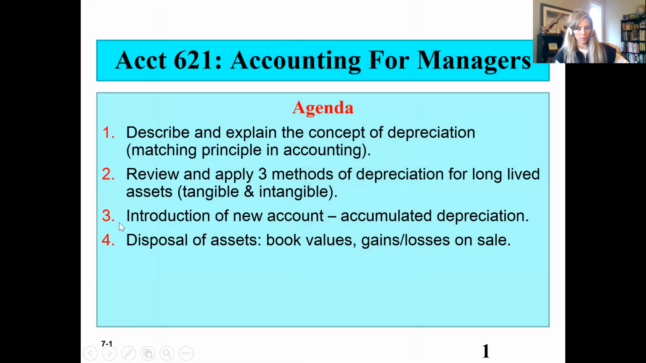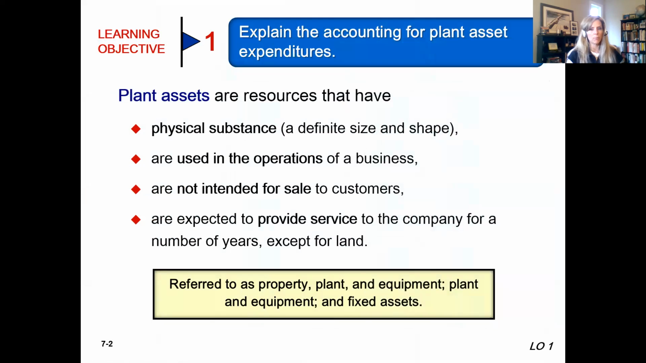So, as I said earlier, we're really just trying to understand what depreciation is as a matching principle in accounting. We're going to look at the three most common methods that are used. Again, there's no hard and fast rule that you have to use a certain method. It's up to management. They are the ones that decide. Then we introduce accumulated depreciation today, and we look at what happens when we sell assets and what that book value really means anyway.